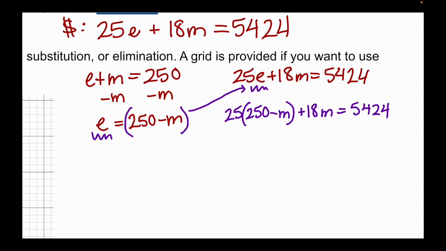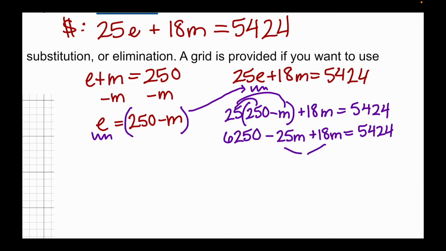Okay, so let's multiply 25 times 250. This is 6250, and then 25 times negative M makes negative 25M plus 18M equals 5424. I'm going to combine my negative 25 and my positive 18. That's going to give me negative 7, or minus 7M. So 6250 just comes down, minus 7M is equal to 5424.